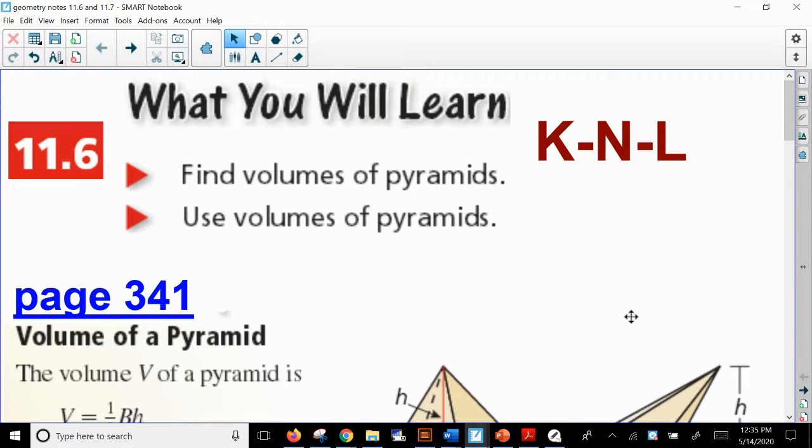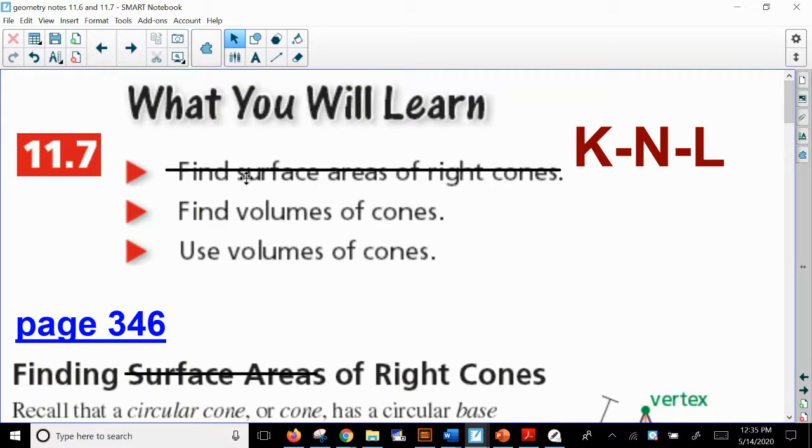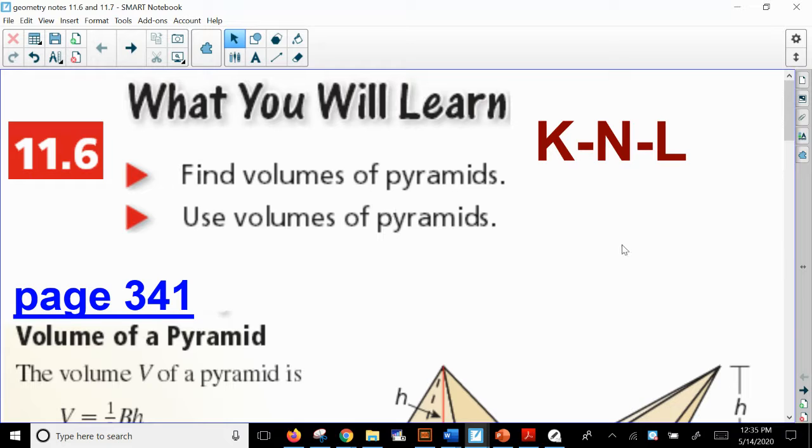Okay, so today I'm doing two sections, 11.6 and 11.7. In section 11.6, we're doing volume of pyramids, and then 11.7 is volume of cones. Again, we're using formulas from the same sheet. Well, you don't have a sheet, but anywho, I'll give you all the formulas so you got this.